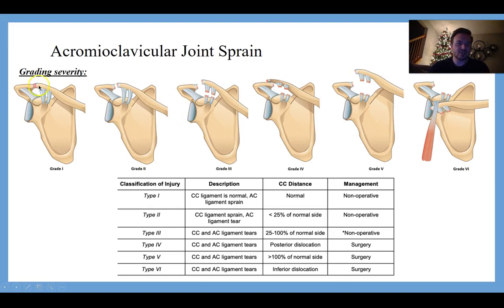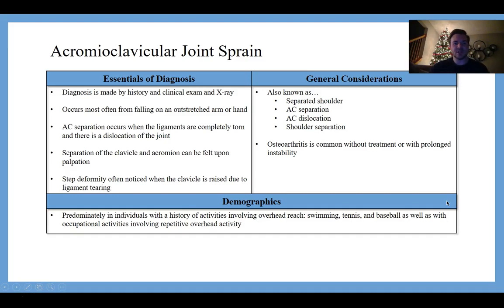So you have irritation to the area in grade 1. A grade 2 is just the AC ligaments torn, causing instability, and then a grade 3 is full AC and CC ligaments torn. So you can see this is different than a typical ligament sprain. Just want to point that out.